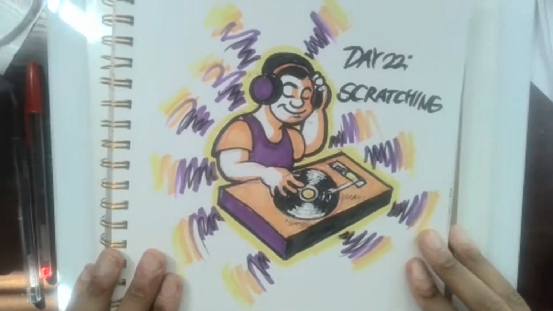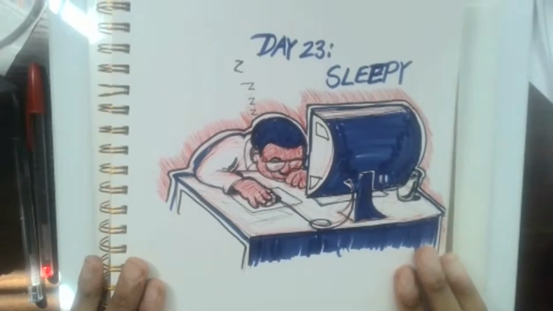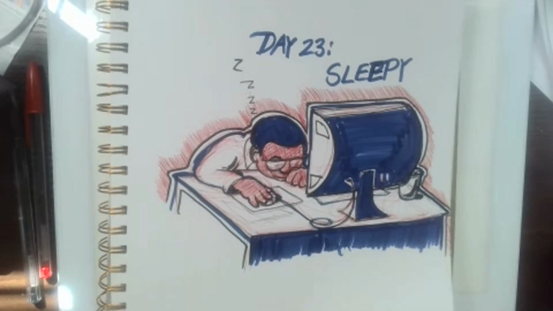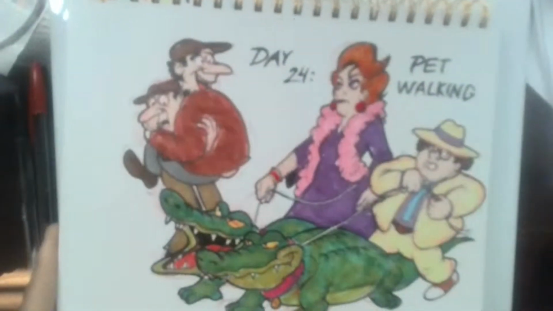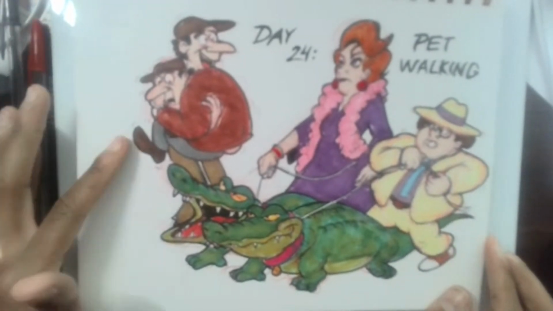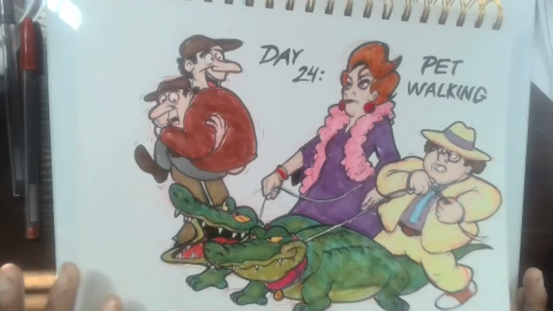Day 22, scratching. DJ scratching. So you can see I've loosely followed some of the prompts from the official Inktober prompt list. Day 23, sleepy. Another crossover one, pet walking, with crossover characters from The Rescuers and also 101 Dalmatians. A crossover between these two characters.